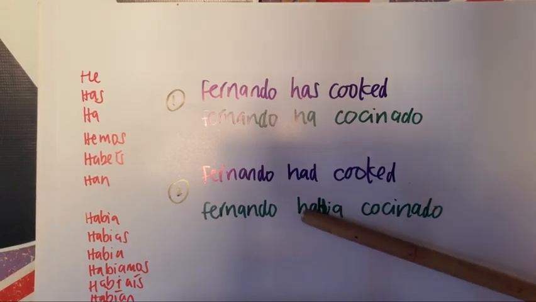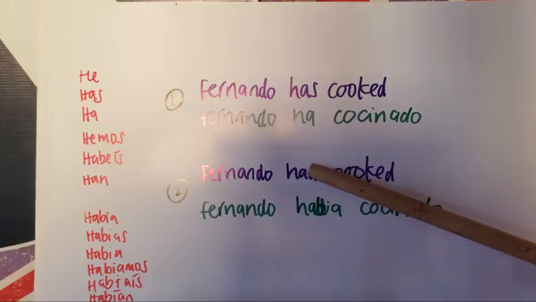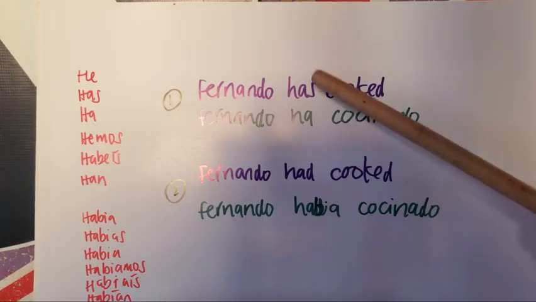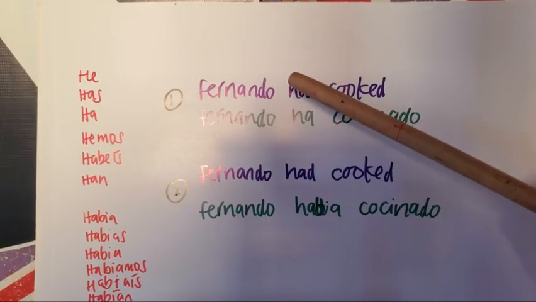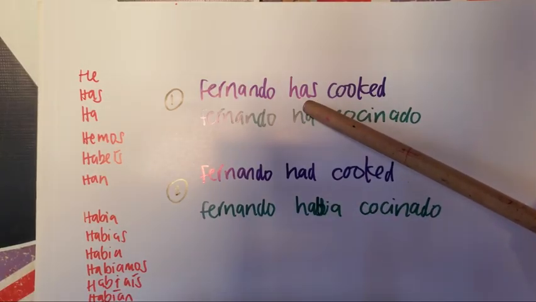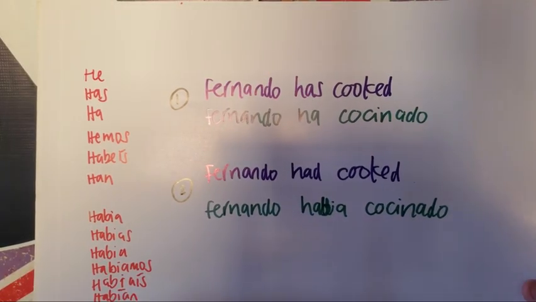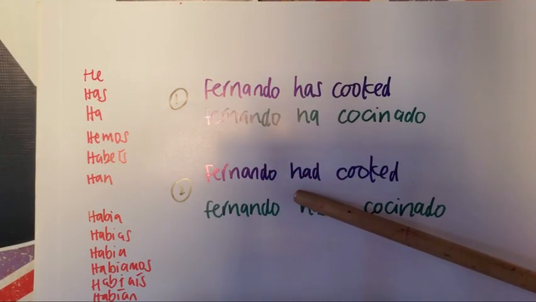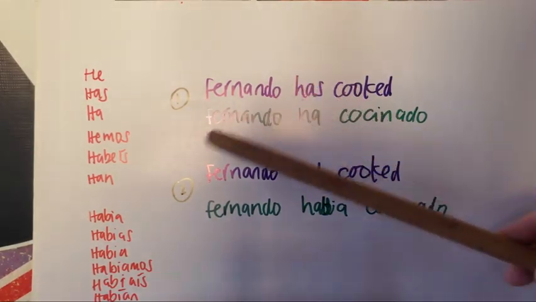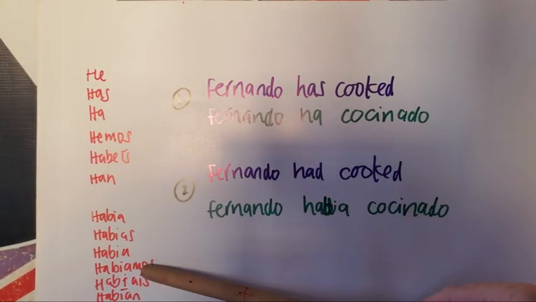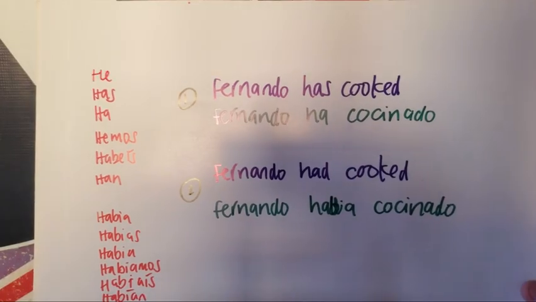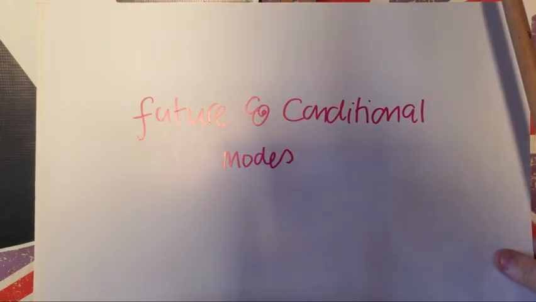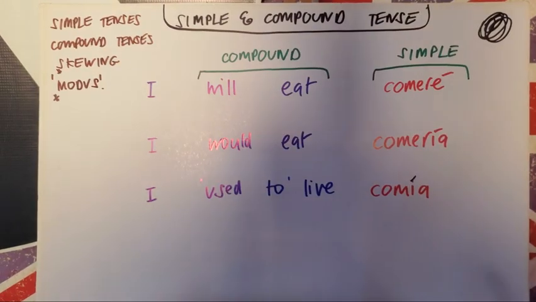You have to learn the present tense of have, the present perfect, as we say in English: he, has, ha, hemos, habéis, han. And the pluperfect, or you can call it the past perfect: había, habías, había, habíamos, habíais, habían. You've got to learn some of these tables. It's simple. Future and conditional are not tenses, they're called modes, modes of possibility.